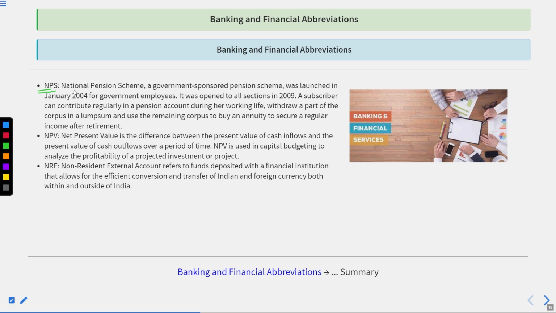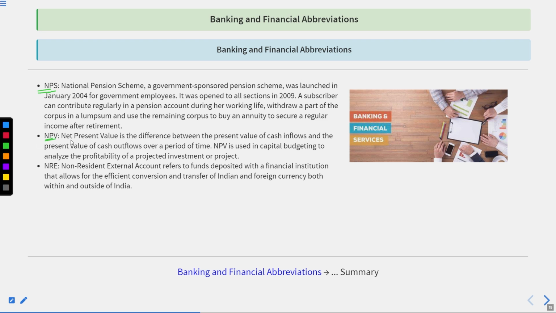NPS, National Pension Scheme. A government-sponsored pension scheme launched in January 2004 for government employees. Open to all sections in 2009. A subscriber could contribute regularly to a pension account during her working life, withdraw a part of the corpus in a lump sum, and use the remaining corpus to buy an annuity to secure a regular income after retirement.